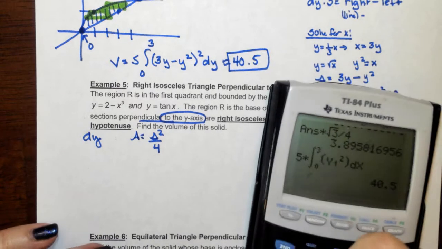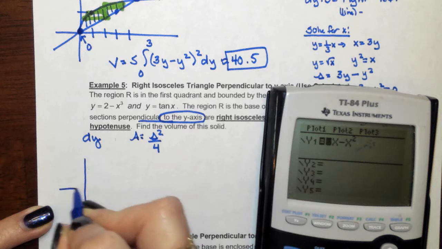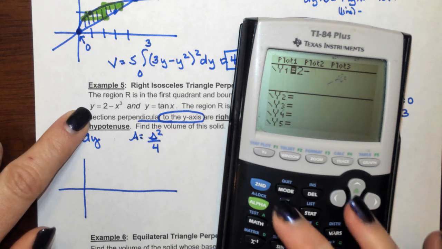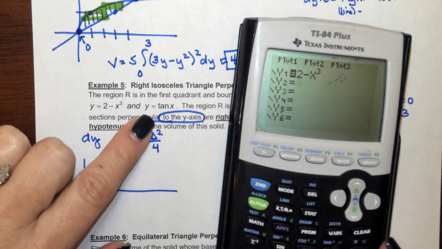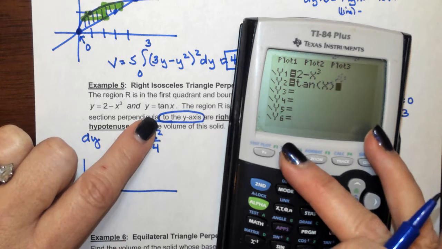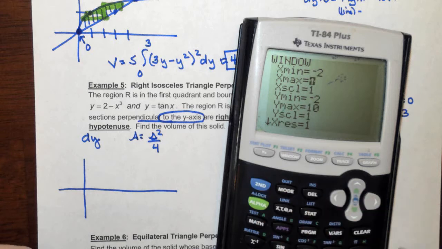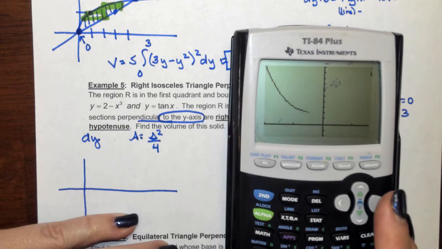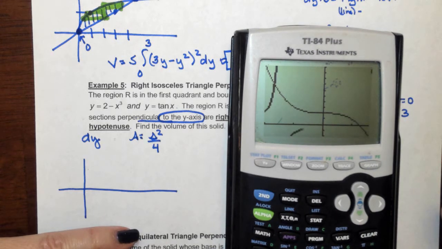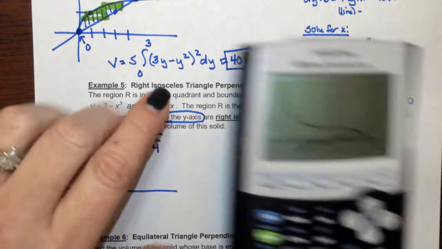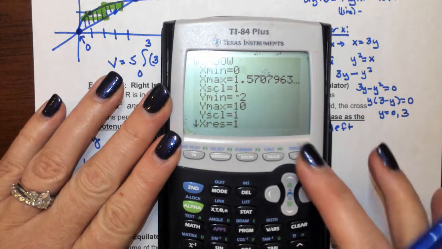So then we can take a look at a graph to see which function's on the right, which one's on the left. Under y1, I'll type in my 2 minus x to the third, and under y2, it's going to be tangent of x. Now because it's a tangent graph, remember we know that we have vertical asymptotes happening at pi over 2, so I'm going to change that x max to be pi over 2. And again, I'm going to bold, and let's see what this is going to look like. So remember, it's in the first quadrant, so actually I could change that x min to 0.